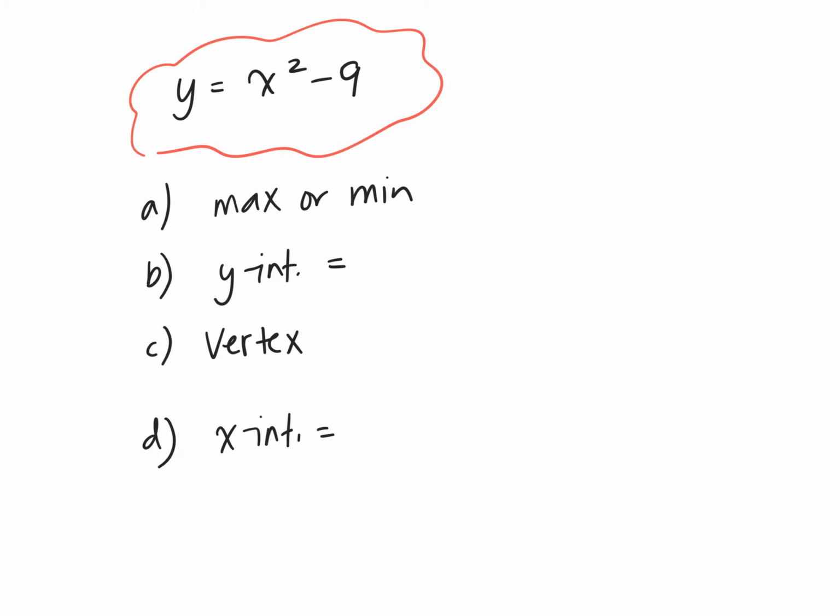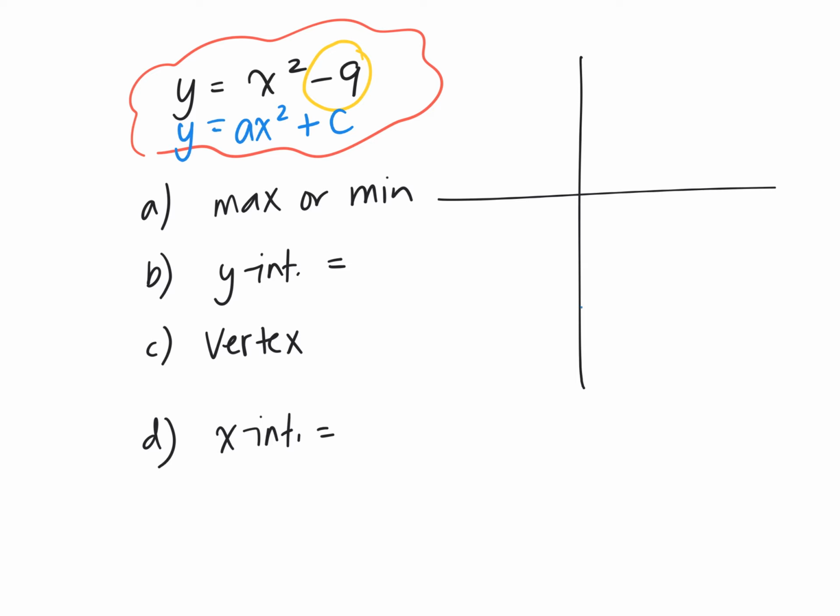So just like I showed you, y equals x squared minus 9. What would that look like? Where's the vertex going to be? Where's the y-intercept going to be? What is the y-intercept? It's x squared plus c, ax squared plus c. Yes, it's going to be at negative 9. 0, negative 9. So where's the vertex then? Because it's in the form ax squared plus c, the vertex and the y-intercept will always be the same.